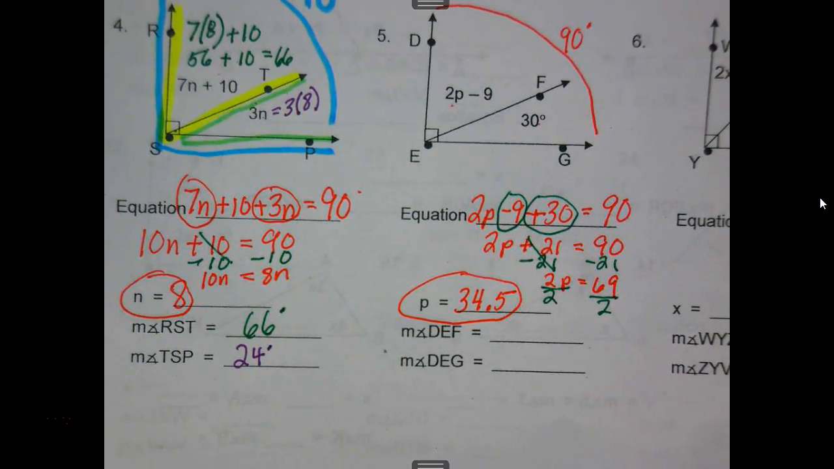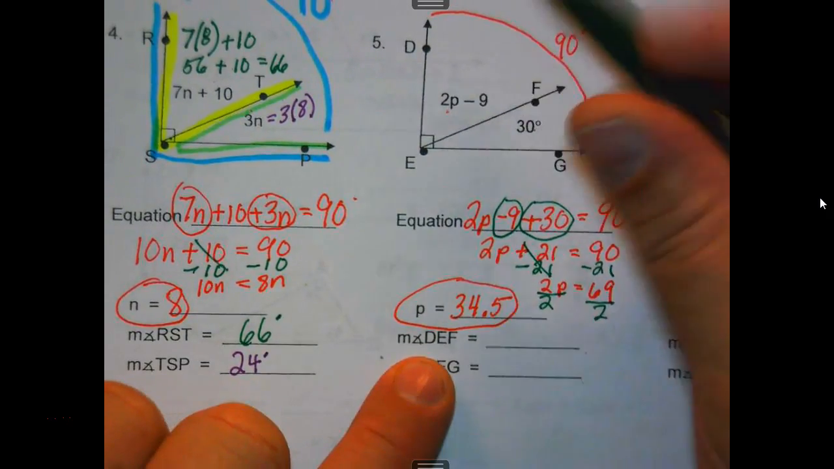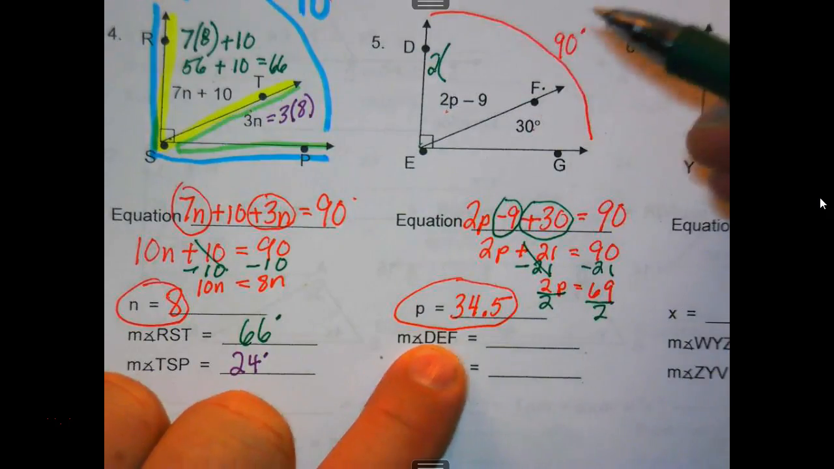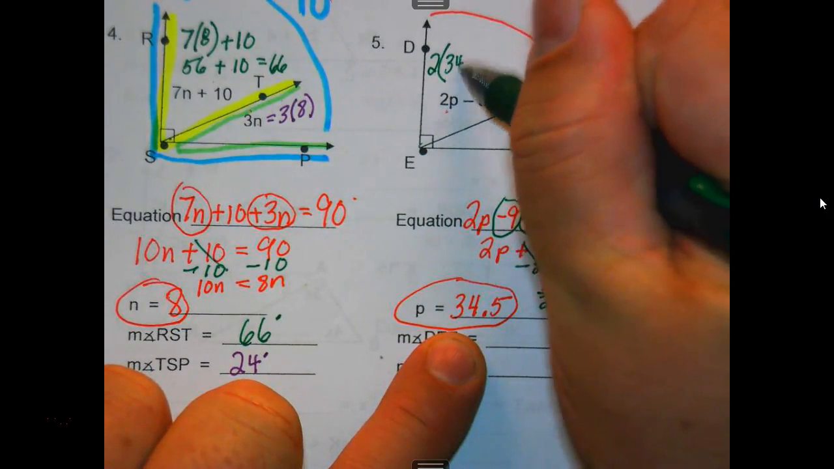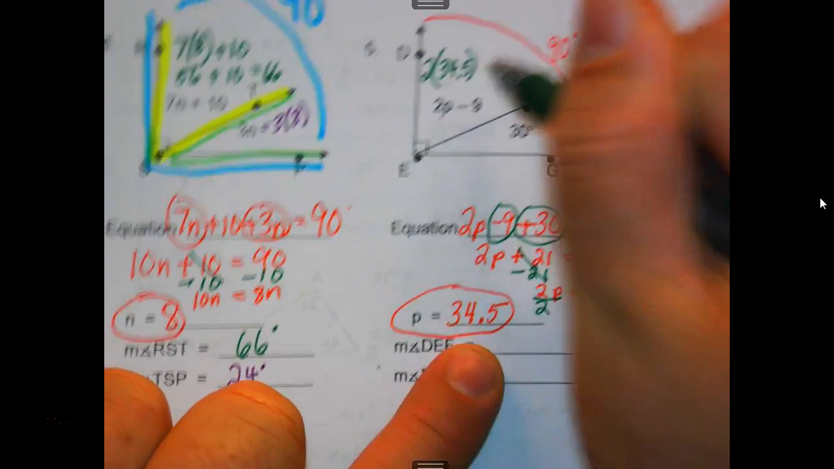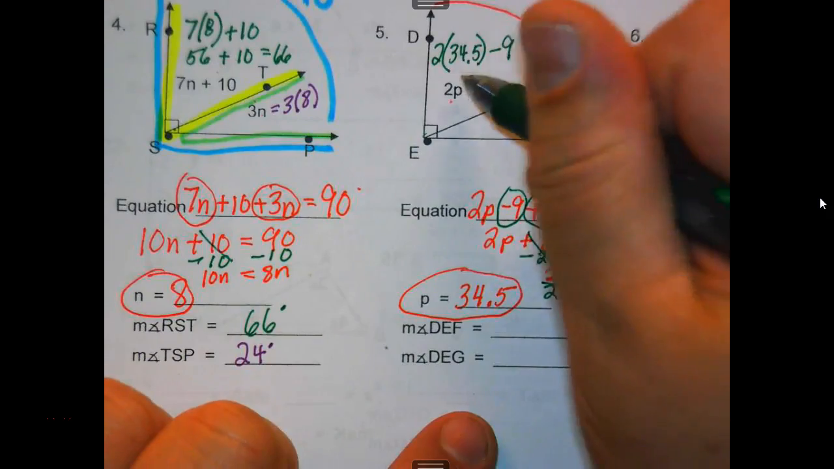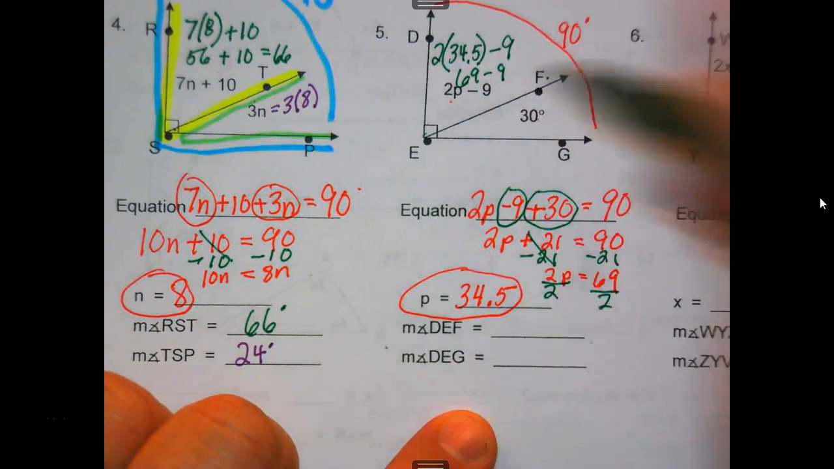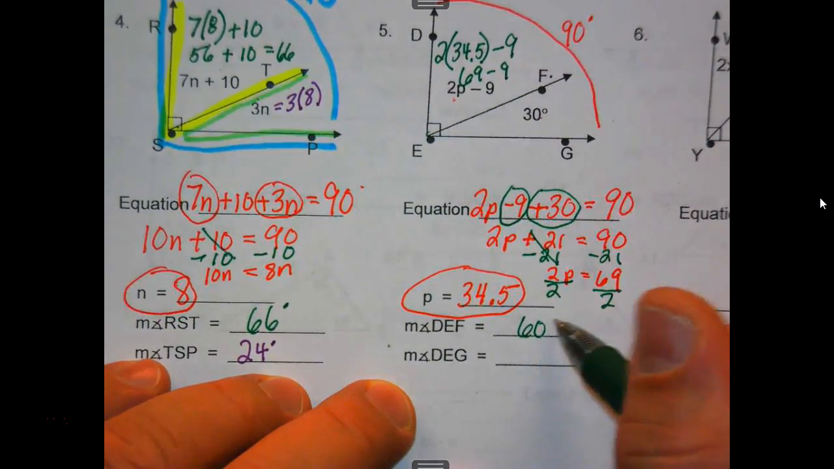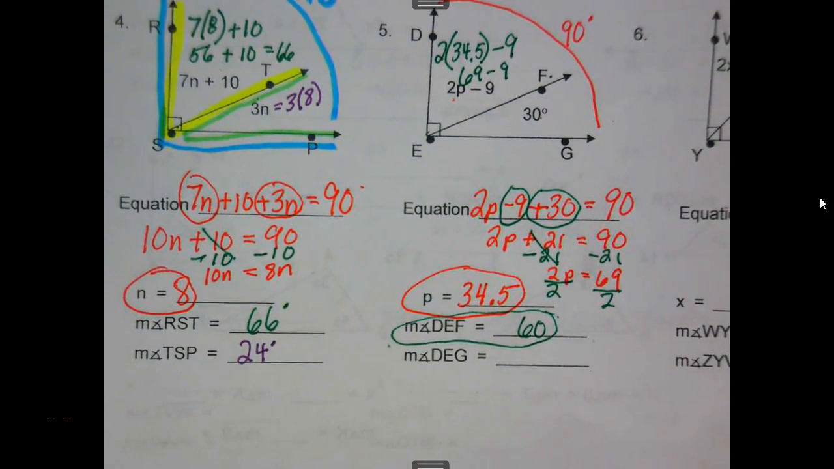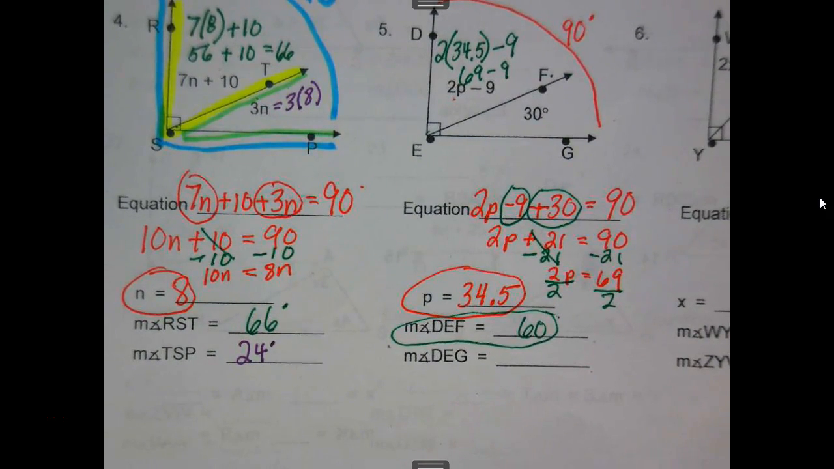So the measure of angle DEF. So I have 2 times my p, 34.5, minus 9. Yeah, 69 minus 9. It's going to be 60. Why would they? Well, they want DEG too. Well, DEG is easy. It's 90 degrees.